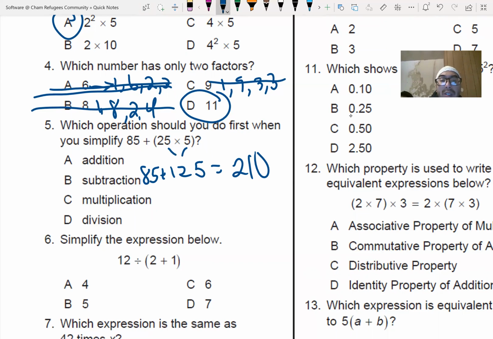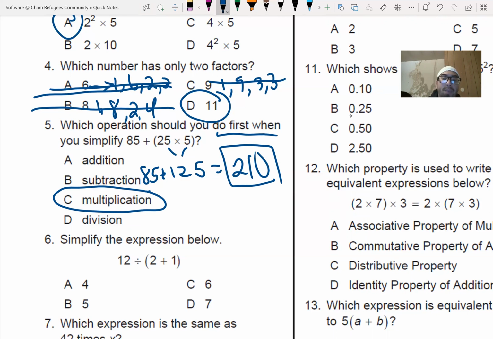Hold on, what? Don't interrupt. Okay, what'd you say, Sumaya? Oh, that's not what the question is asking for? Yeah, you're right. It's not asking for that. All it asks is what do we do first? And what did we do first? We actually multiplied first. But if you were to solve, this is the correct answer.